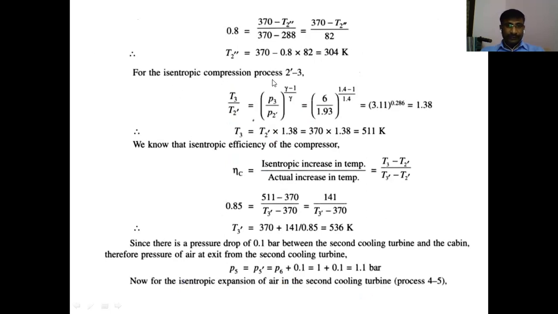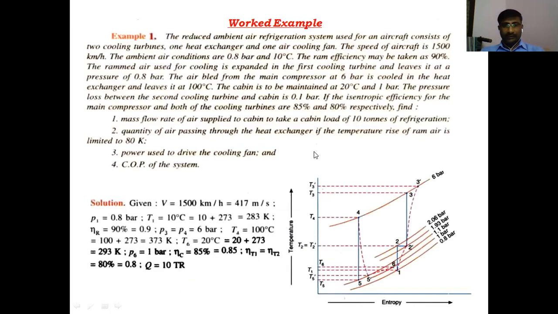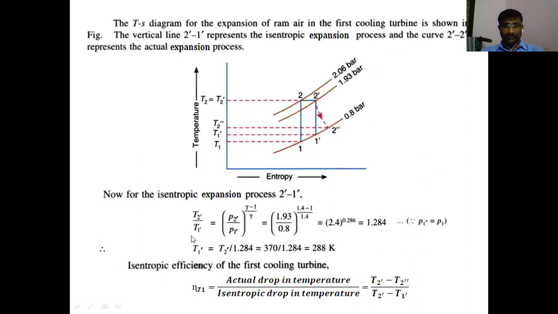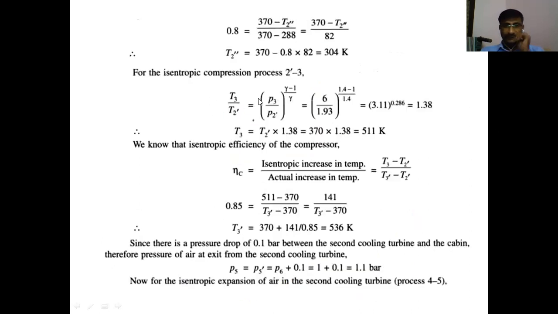For the isentropic compression process 2 dash to 3, in the actual TS diagram, from 2 dash to 3 some of the air is compressed in the main compressor. The temperature of the remaining air is found like this: T3 by T2 dash is equal to P3 by P2 dash whole power gamma minus 1 by gamma. 6 by 1.93 is the pressure ratio. After substitution of gamma and P3, P2 dash values, we will get 1.38 as the factor. So from this T3 equals T2 dash into 1.38.